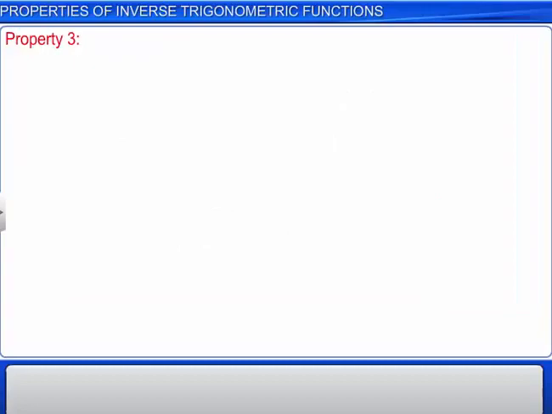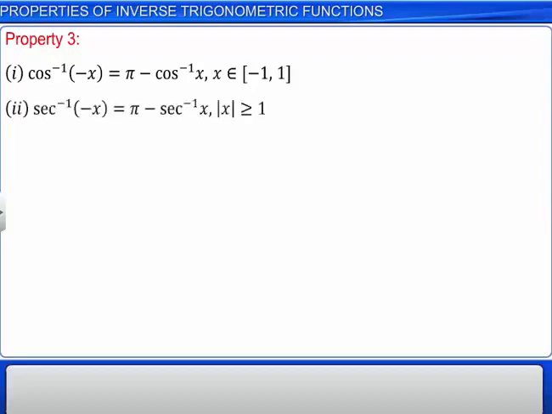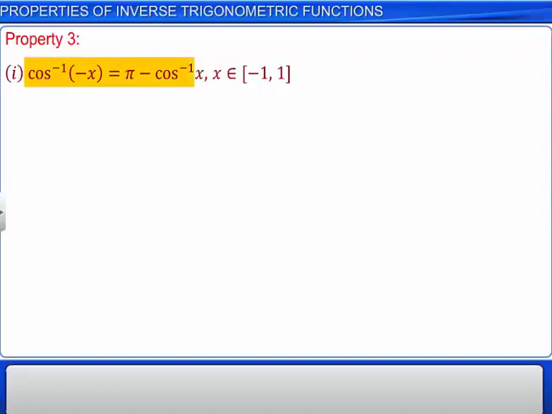The third property states that cos inverse of -x is equal to pi minus cos inverse x. Similarly, secant inverse of -x is equal to pi minus secant inverse x. Also, cot inverse of -x is equal to pi minus cot inverse x. Let us prove the first part: cos inverse of minus x is equal to pi minus cos inverse x.